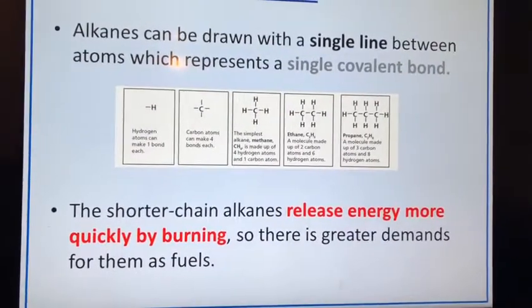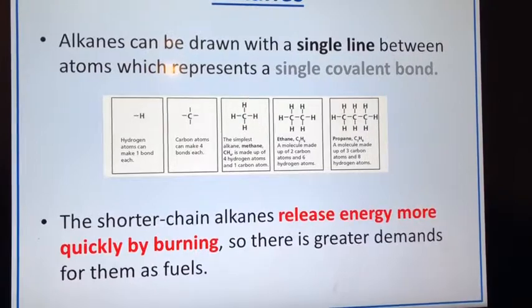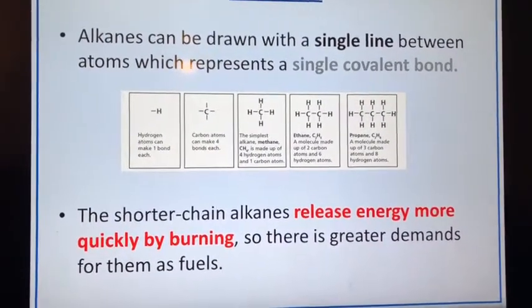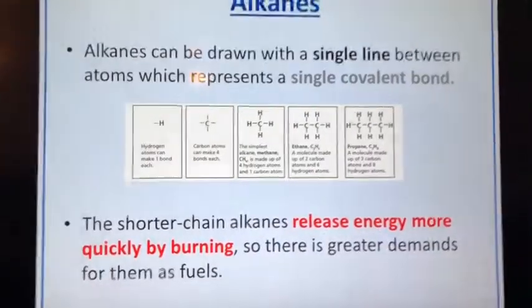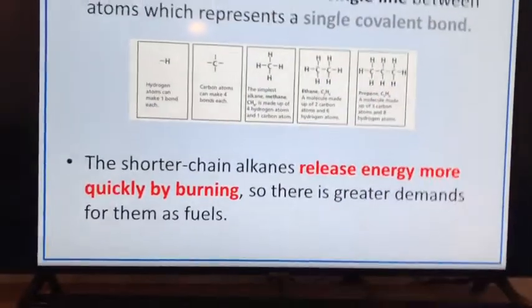So propane is C3H2n+2, so 3 times 2 is 6, plus 2 is 8. So C3H8 is the molecular formula, and the displayed formula is what you can see here.